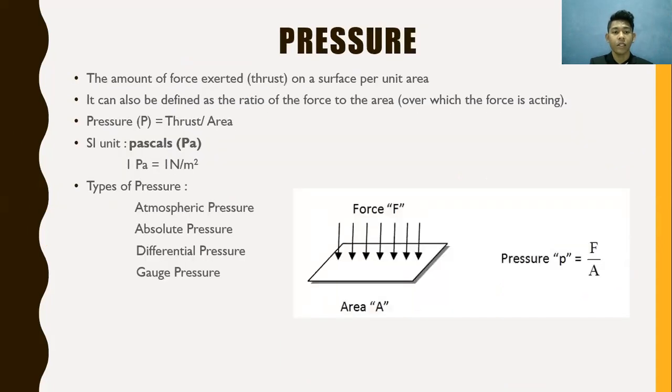Next is pressure. Pressure can be defined as the amount of force exerted on a surface per unit area. It also can be defined as the ratio of the force to the area over which the force is acting. The formula for pressure is F over A. The SI unit for the pressure is 1 Newton per meter square or equals to 1 Pascal. There are four types of pressure, which are atmospheric pressure, absolute pressure, differential pressure, and lastly, gauge pressure.